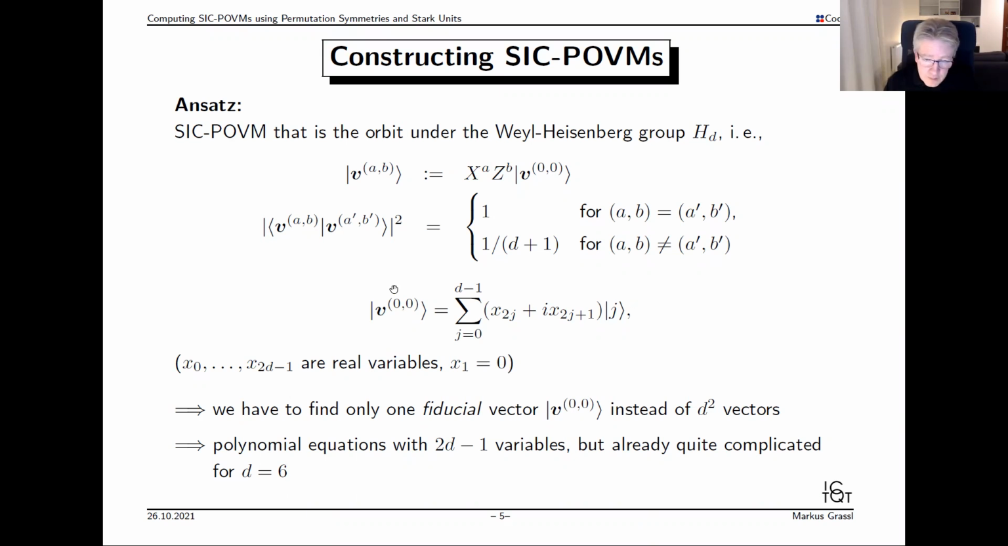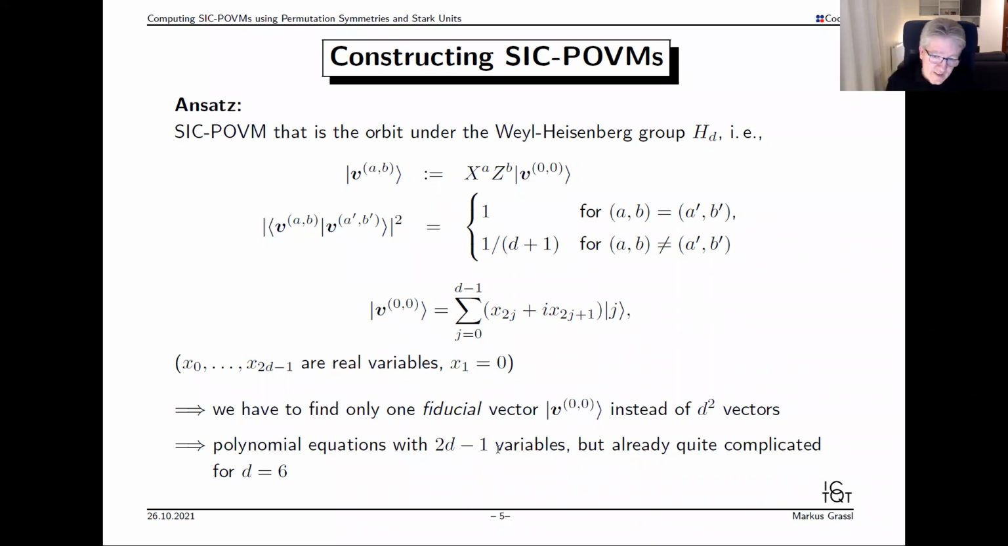Again, we can parameterize our vector. We can now also make use of the fact that we have a phase degree of freedom. So we can pick the first variable to be real, setting the imaginary part to 0. Then we get only 2d minus 1, so a linear number of variables instead of a cubic number.